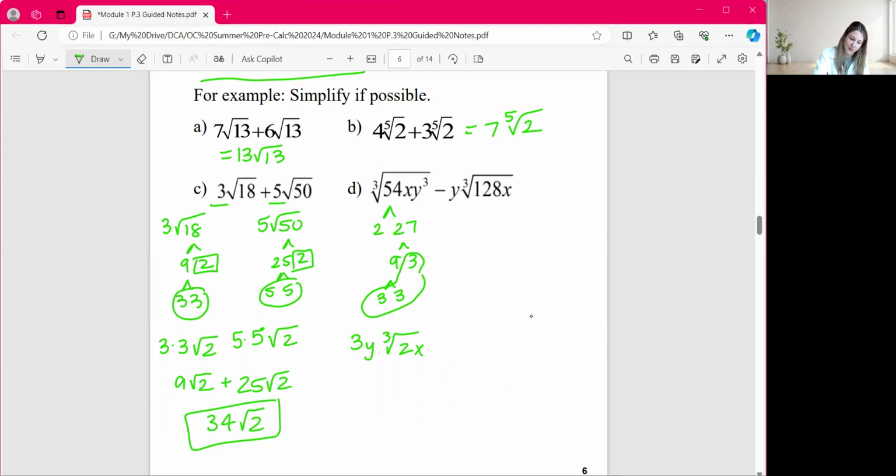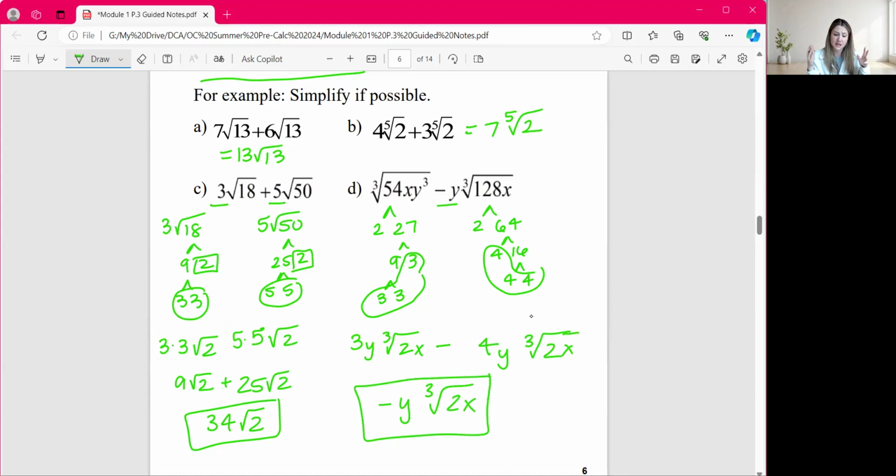And now let's check out this other one, 128. Let's break down 128. Let's do 2 and 64. Then let's do 4 and 16, and then 16 I know goes to 4 and 4. So I've got triple 4s here, which is good. And that 2 will stay on the inside. There's already a y in the front, and the x cannot come out. There's only one of those x's, which I cannot take out if it's a cube root. Notice now I have the same index, and I have the same radicand, so I can subtract these. 3y minus 4y is going to give me negative y cube root of 2x.